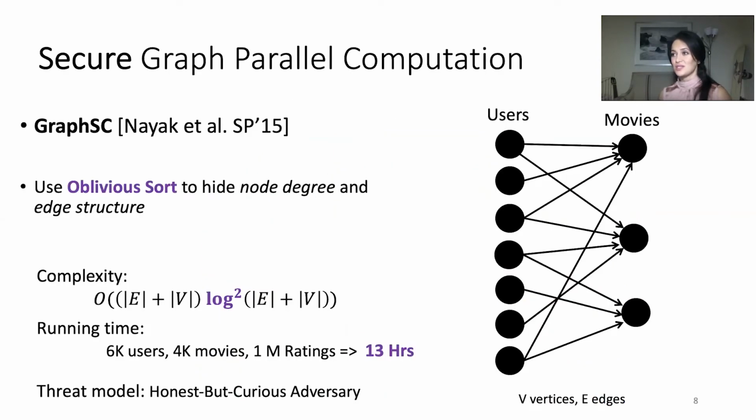There is a work done by Nayak et al. that proposed a secure version of this graph parallel computation framework called GraphSC. Assume all the data in the graph is already encrypted. So in order to preserve the privacy of data, they only need to hide node degree and edge structure of the graph. In order to do that, they added an extra operation to the framework and called it oblivious sort, which is a secure sorting algorithm. It costs n log squared n computations, which is fairly expensive if n is large. Applying their framework to compute matrix factorization on a matrix of size 1 million ratings with 6,000 users and 4,000 movies takes almost 13 hours.